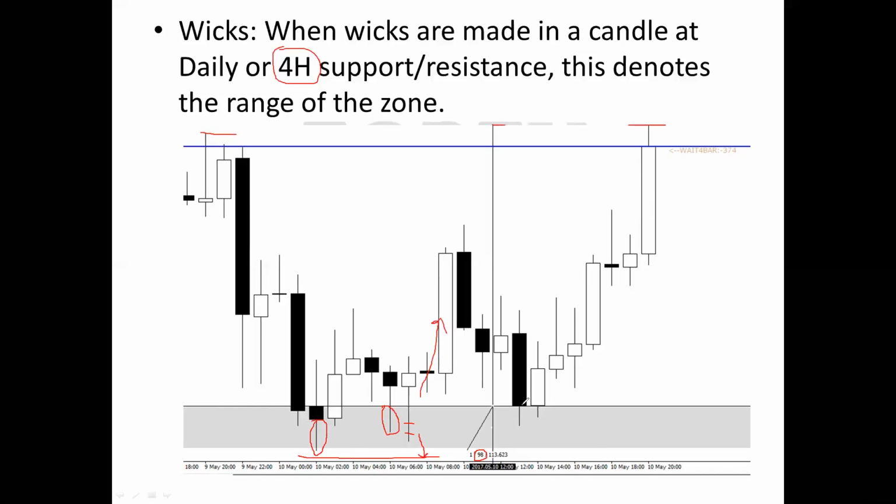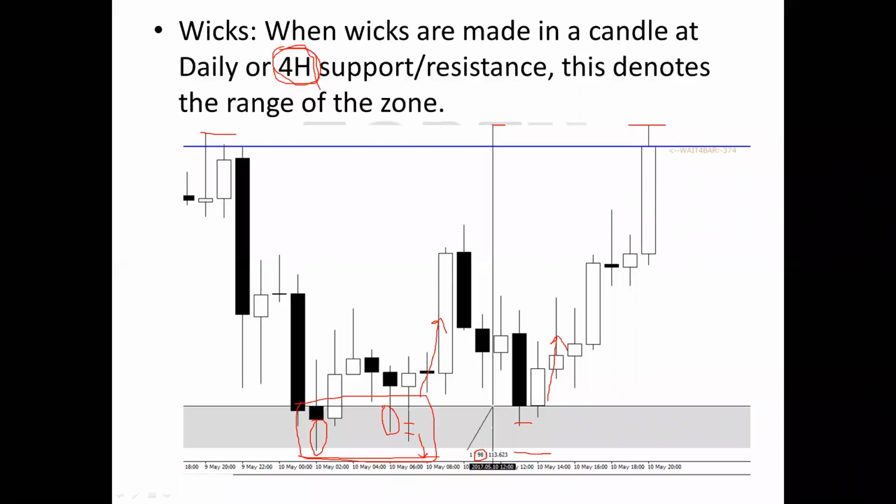Now, price came into the zone, so you can take another buy, knowing that in the past we have rejected this area. So there's an 80% chance, because I'm looking at the 4-hour time frame, that the price will reject it again. So you take that chance, have a stop loss, and off you go.